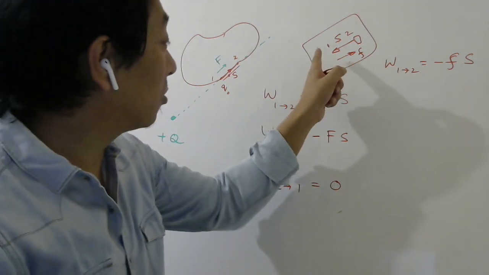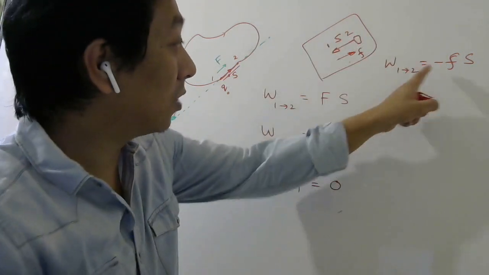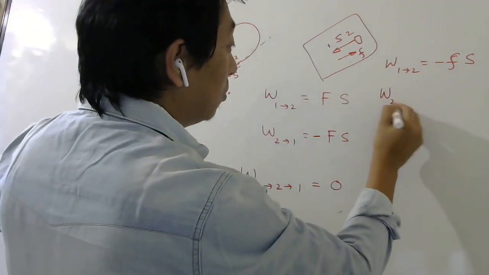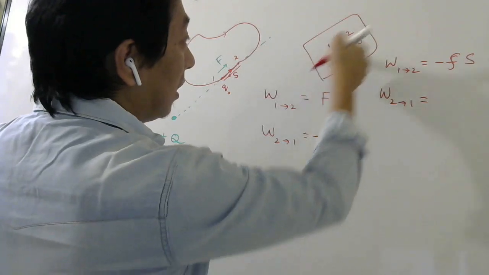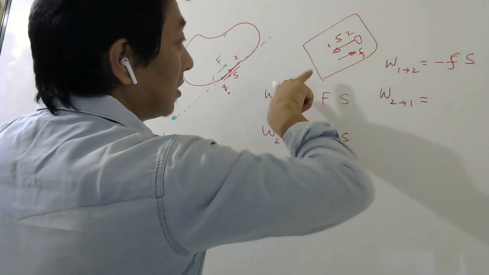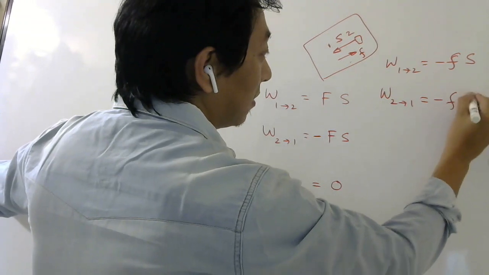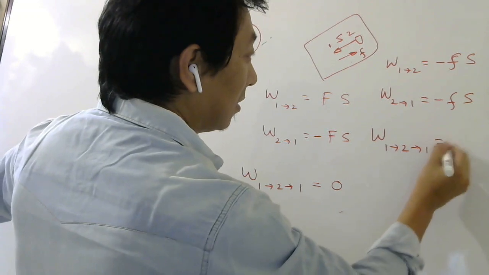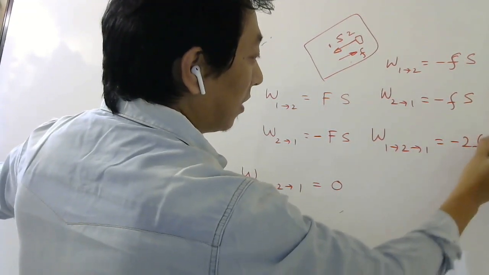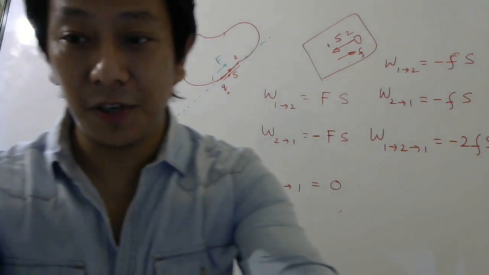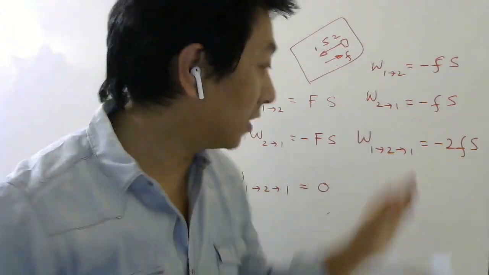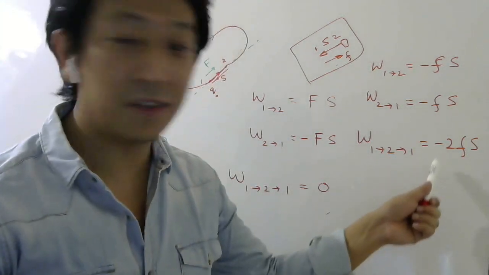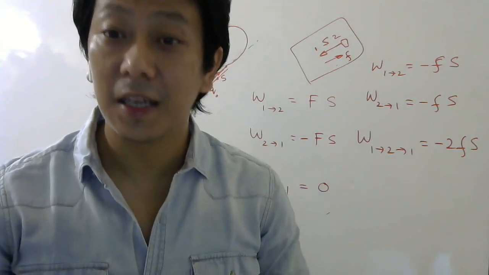So if the body was going that way, friction was opposite. So work done was negative because cos 180 will come. Similarly, now when you come from 2 to 1, again you can see displacement is this side, friction is opposite. Again it will be negative. So total work done from 1 to 2 back to 1 is not 0 now, it is minus 2 Fs. So in case of friction, you see that the work done in a closed path 1 to 2 back to 1 is not 0. That is why friction is not a conservative force.